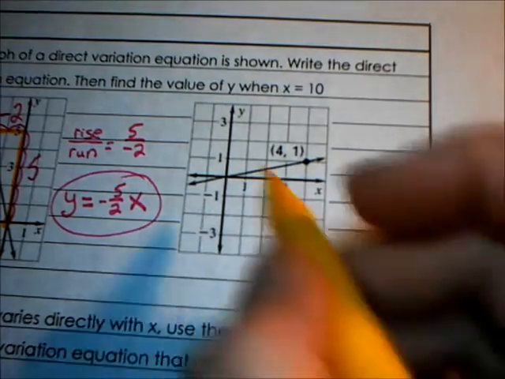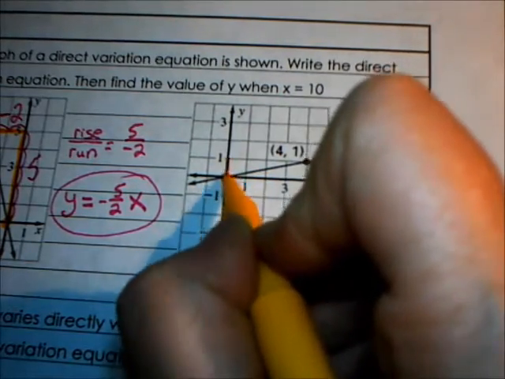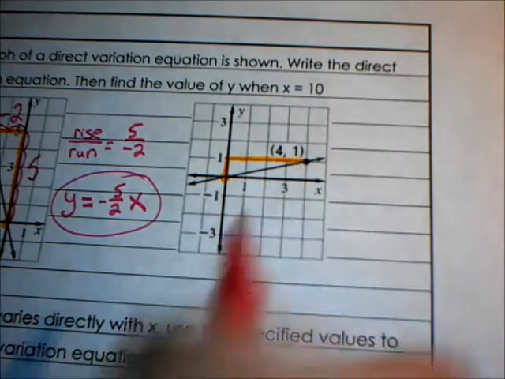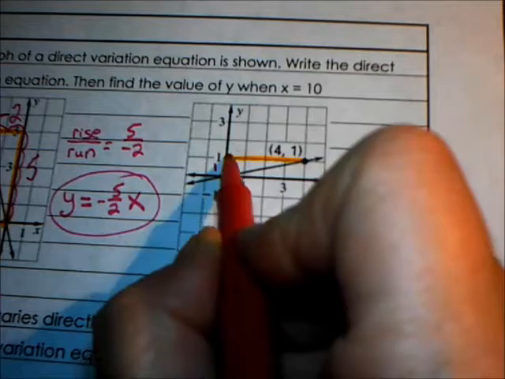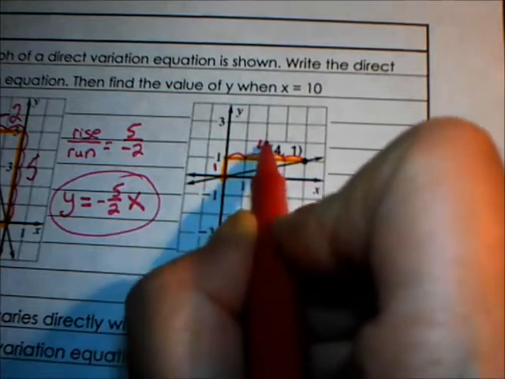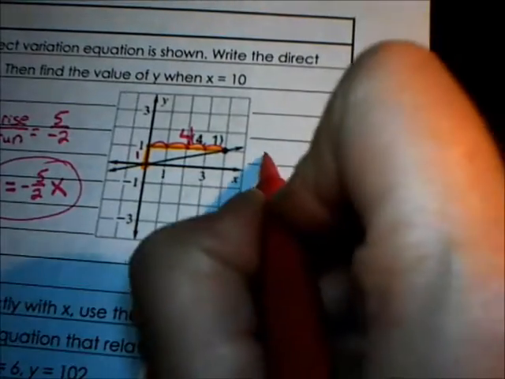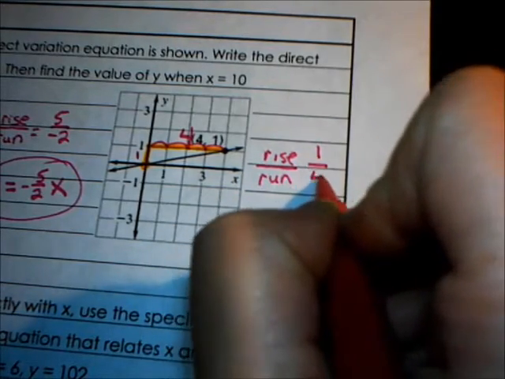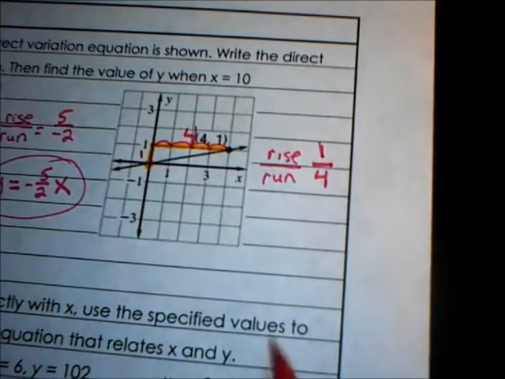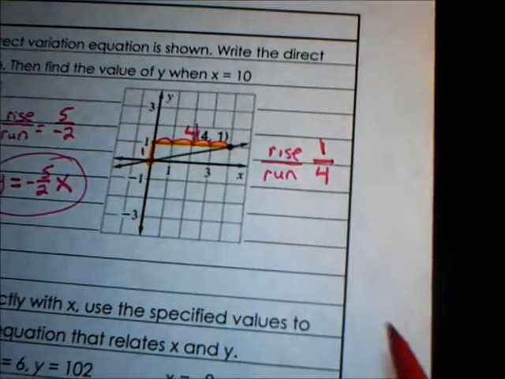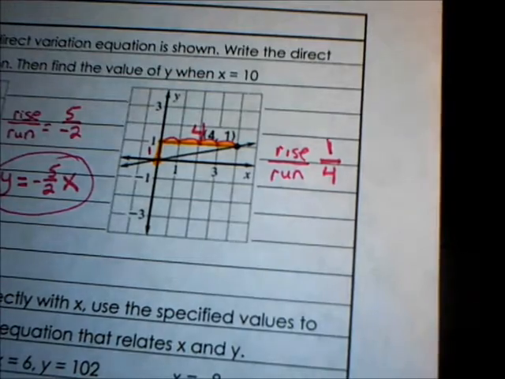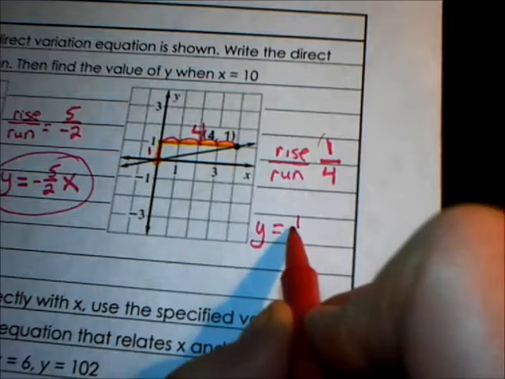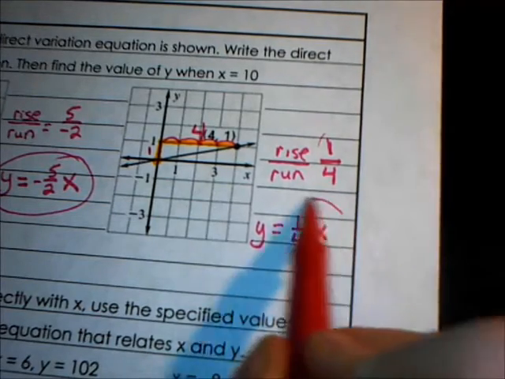If I do the same thing for the second one, I always start at the origin. I'm going to go up and then over to the point, and then I want to count it. This went up 1 and then it went to the right 1, 2, 3, 4. So the rise over the run of this equation is 1 over 4. These are both positive directions, so neither one of those is negative. So my equation will be y equals, and I take this ratio and put an x with it. And there's my equation.